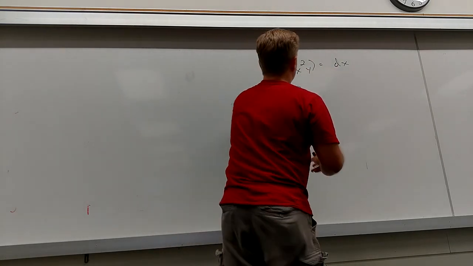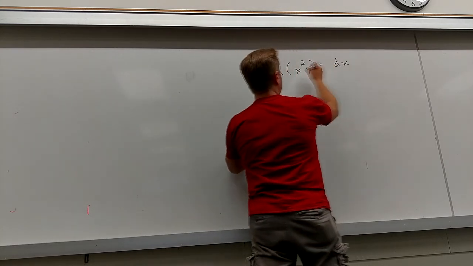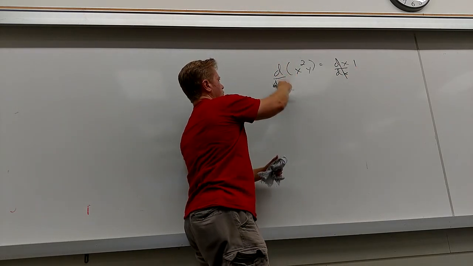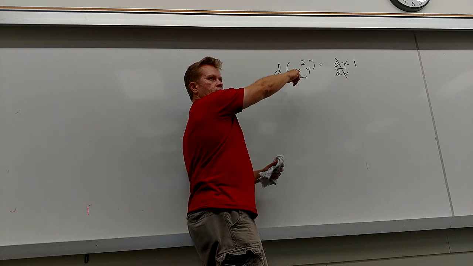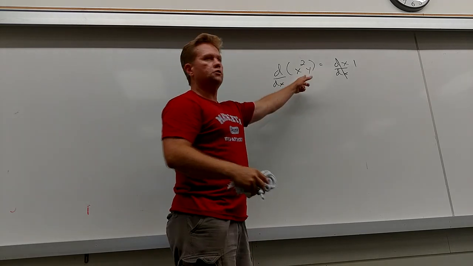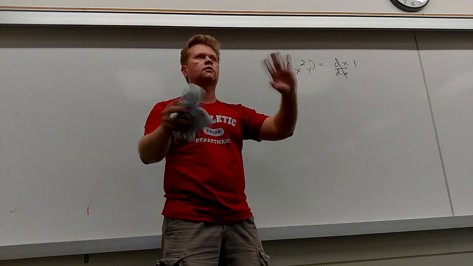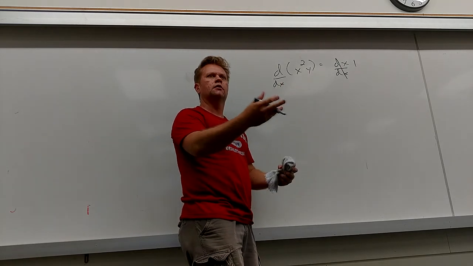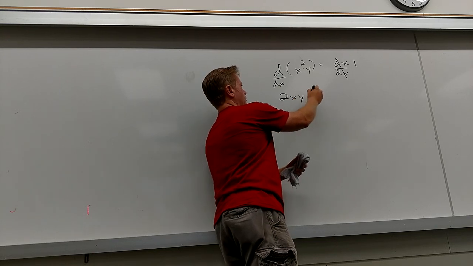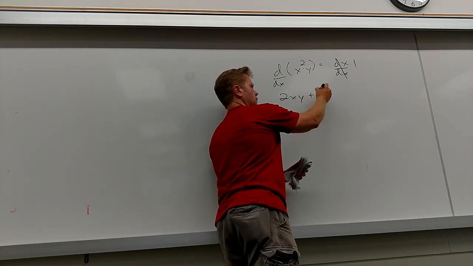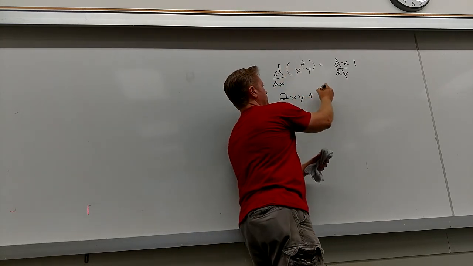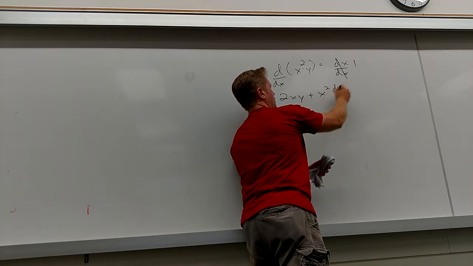And real quick, just to take a step back, how would you do this? Don't overthink it. Nothing amazing. How do you take the derivative? So it'd be 2xy plus x squared dy/dx equals 1. I'm not integrating anything, right? Taking the derivative.